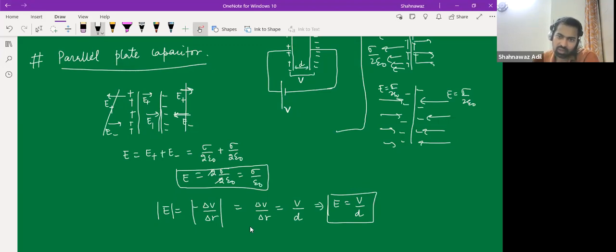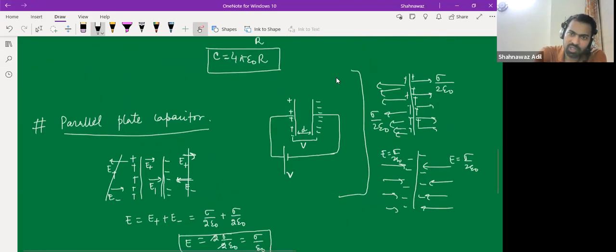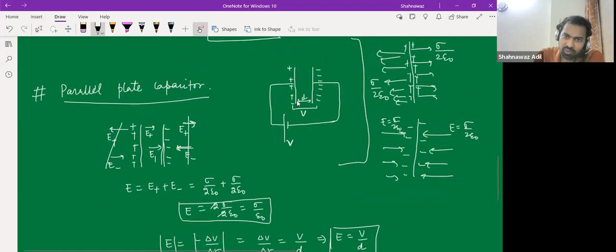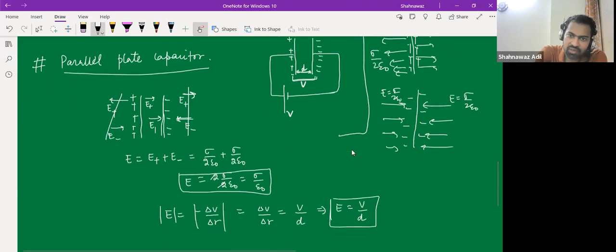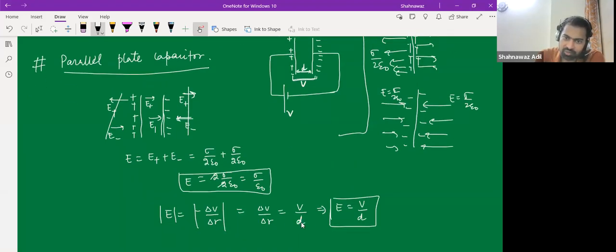Sir, could you explain again? Yeah. So the distance between these plates is D, right? And the voltage between these plates is V. So delta V is V, and the distance, delta R, is this D.